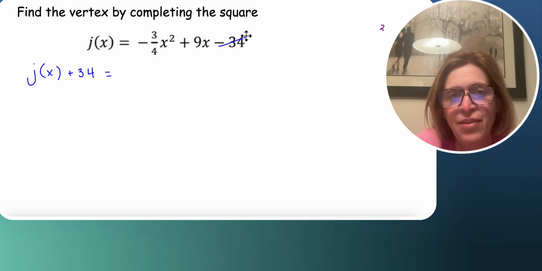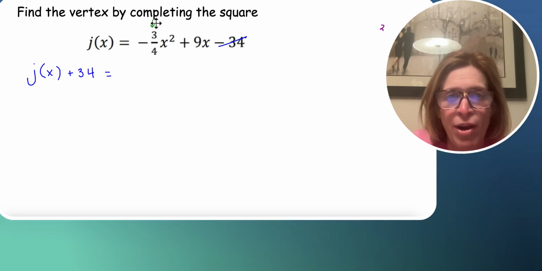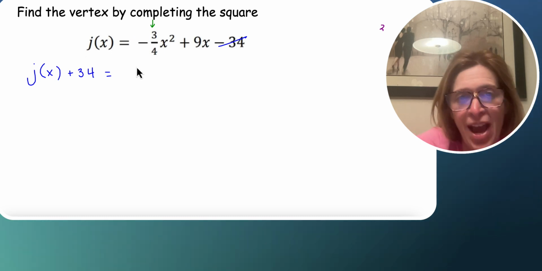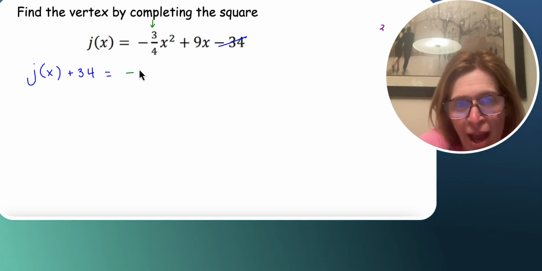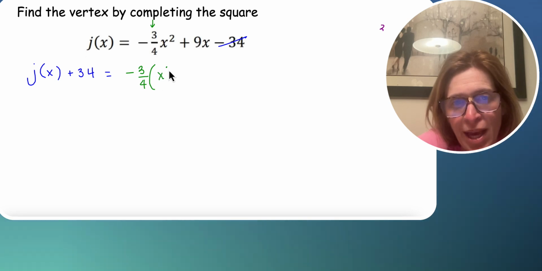Okay, so once I've done that, I do know, and I hope you remember, that you can't complete the square if there's a coefficient to your x squared term. So you do have to factor that out. So I'm going to factor out a negative 3/4. Okay? So that's going to leave me with x squared.